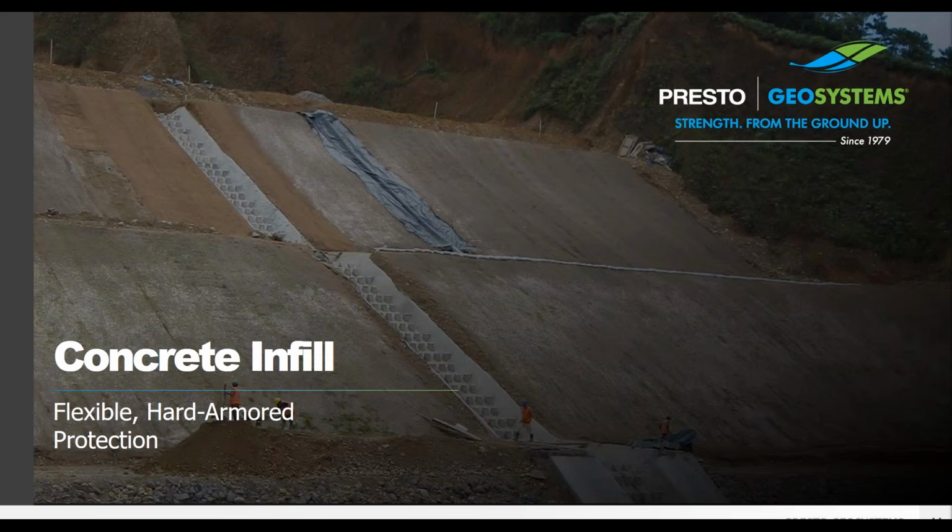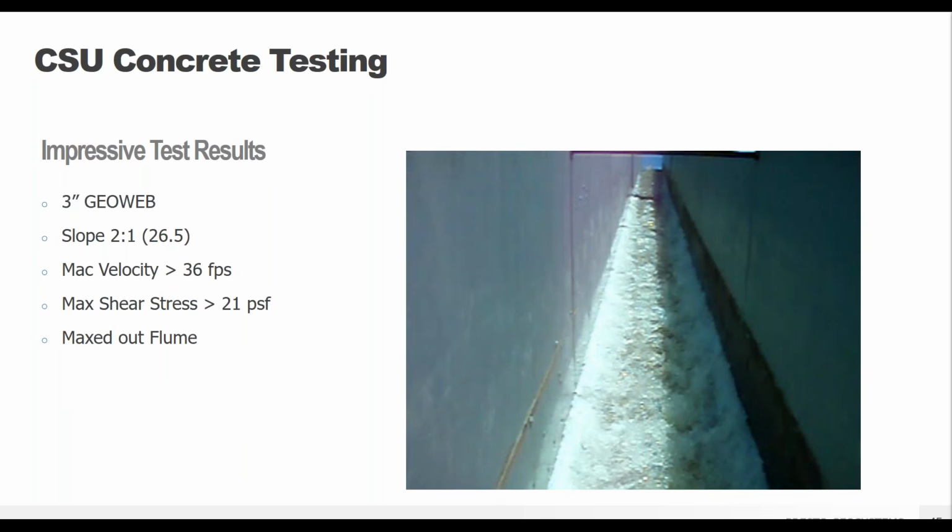Okay, and then our last infill type is concrete. So this is going to be your fully impervious hard armor protection system. So again, testing was done at CSU, did a number of tests, and we actually maxed out their flume at 36 FPS. That's as high as their flume can handle. So that's definitely not the maximum that the GEOWEB system can allow. Really, there is theoretically no maximum velocity.